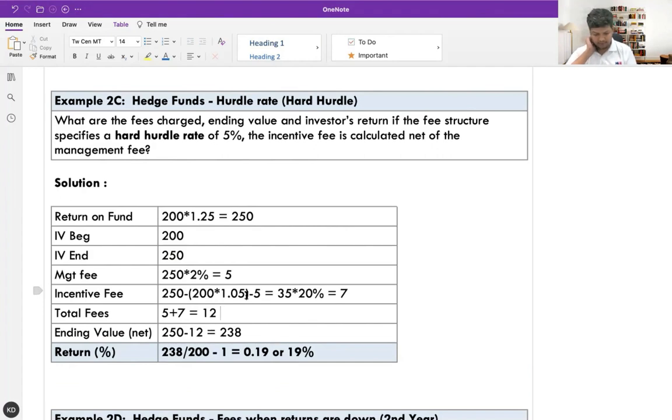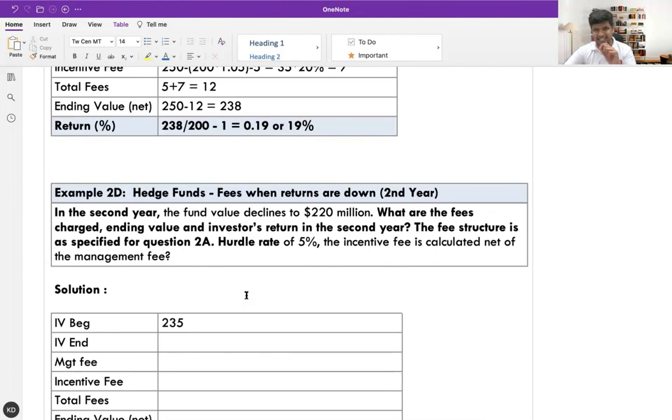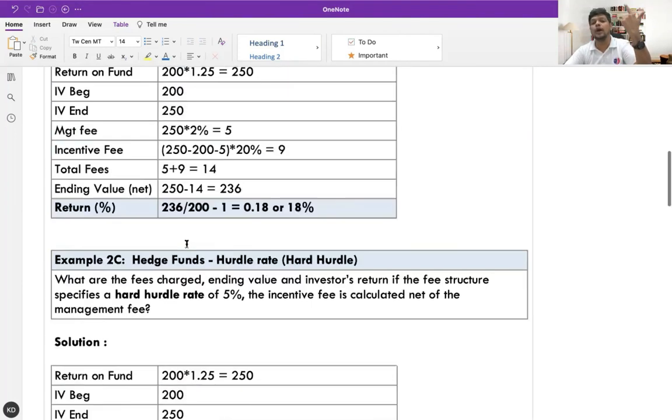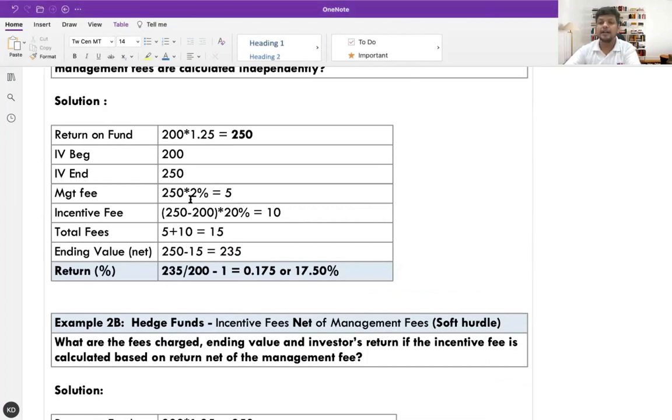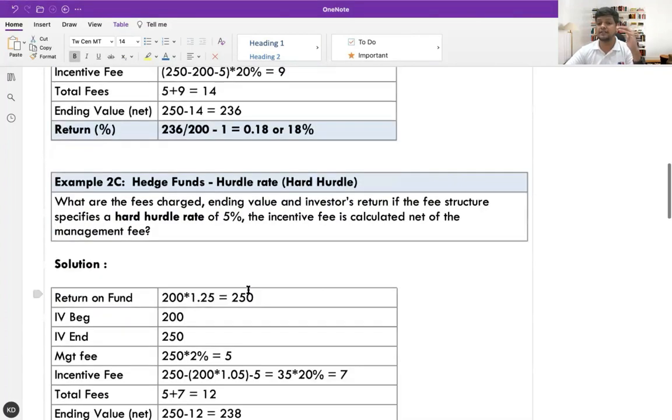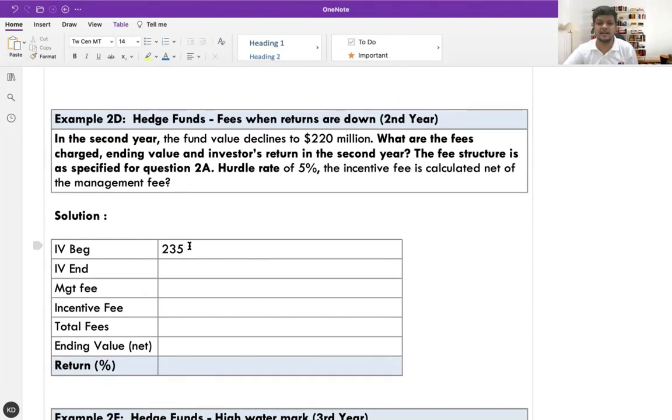Now, in the next part, I'm changing some small thing. I'm going to the second year. So what is going to be the case in the second year? By the way, in the second year, the fund's value declined to 220 million. What are the fees charged, ending value and investor's return in the second year, with the fee structure as specified in 2A? What was the situation in 2A? My ending value in the first year, how much was it? 235. So I will take 235 as my beginning value of the second year. Clear? And they have said that the fee structure is the same as the first part, with a hurdle rate of 5% and the incentive fee calculated net of management fee.